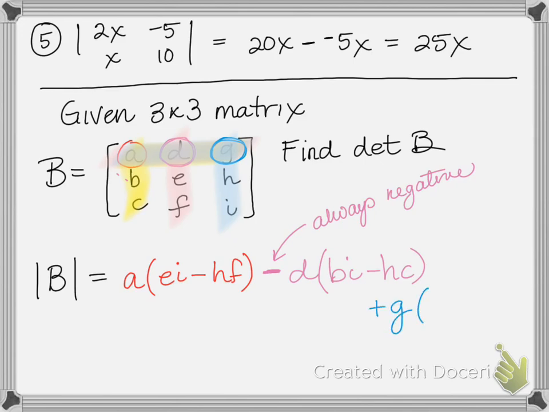Cross multiply. So the cross multiply left me with BF minus EC. Again, the BF is right here, and the EC is right here. That's how you would find the determinant of a 3x3 matrix. So let's practice. Move over.